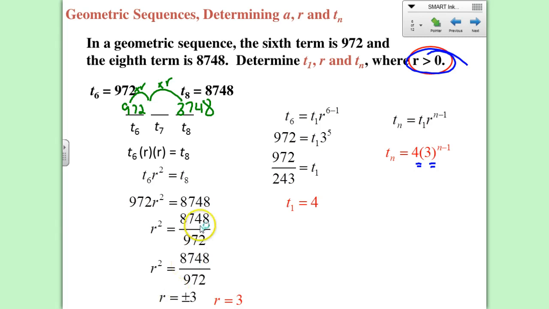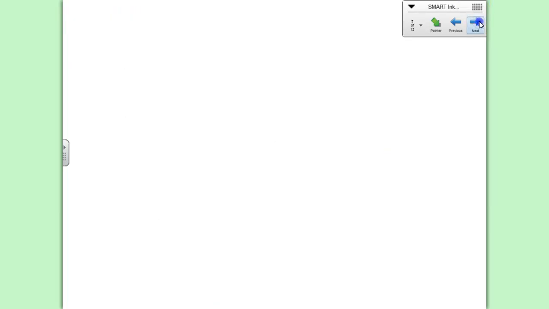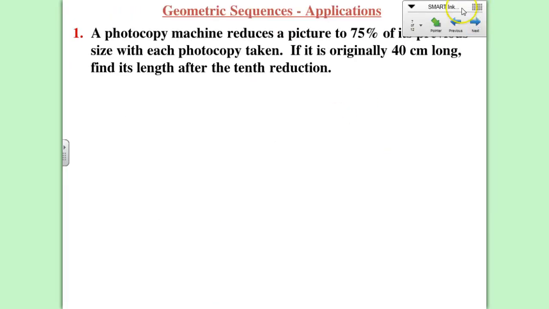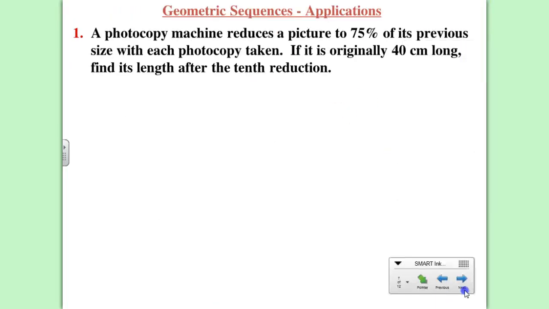All right, crew, on we go. Next, we're talking about a photocopy, and this is where, when you start doing real applications with real situations, you really got to be clear on the number of terms versus what your target really is. So be careful we don't start blindly using the formula.